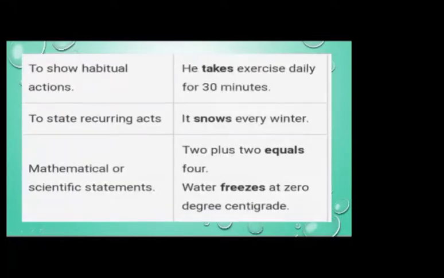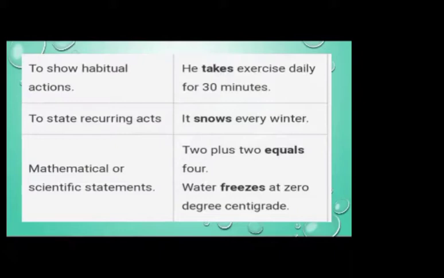Now, to show a habitual action, something you do regularly or are in the habit of doing. He takes exercise daily for 30 minutes. To state a recurring act, something that occurs after a certain period of time. That means it snows every winter. That means in winter it snows.